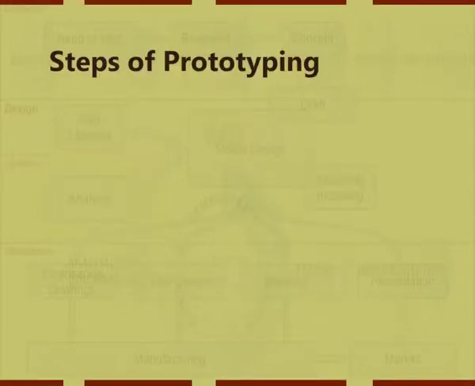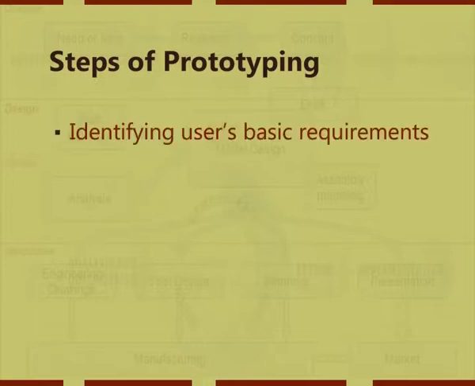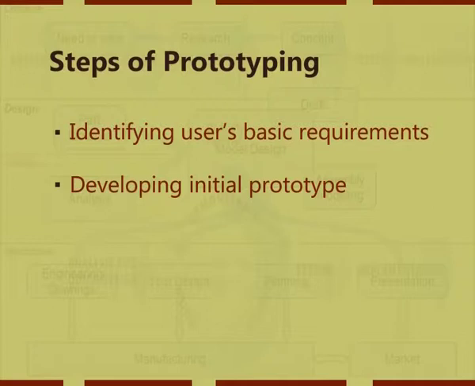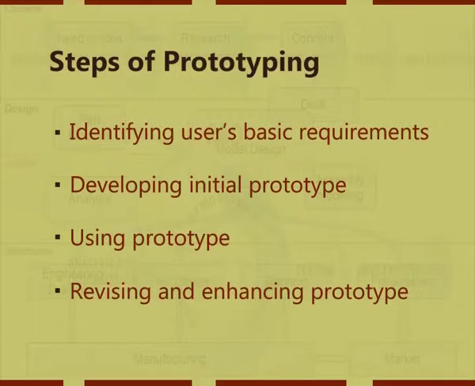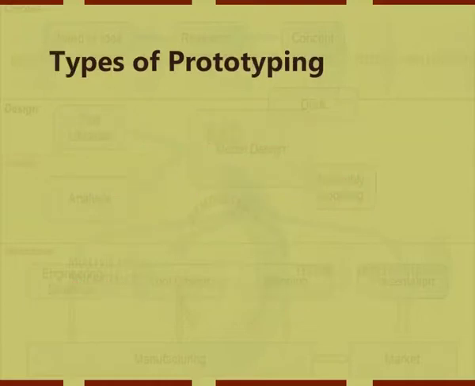Let us see the steps of prototyping. The first step is identifying users' basic requirements. Once we get the requirements, then we have to develop an initial prototype. Once we develop an initial prototype, then we have to use the prototype. Once we use that prototype, then we have to revise and enhance the prototype. Let us see some of the types of prototyping.